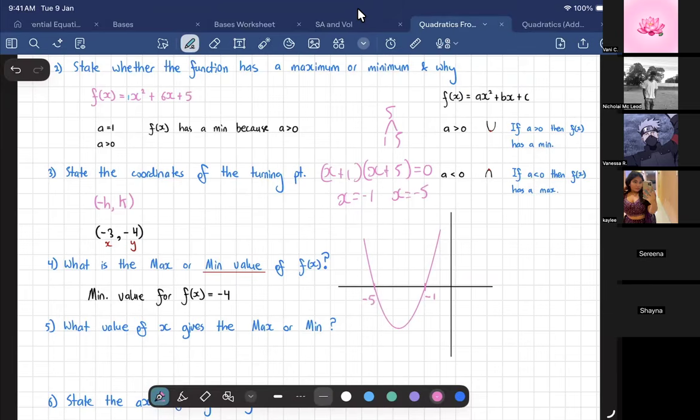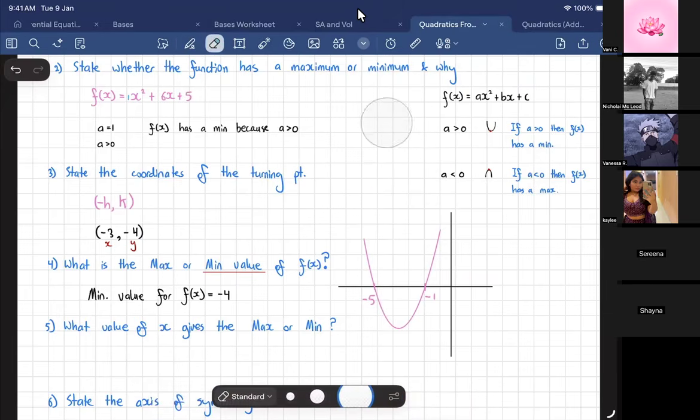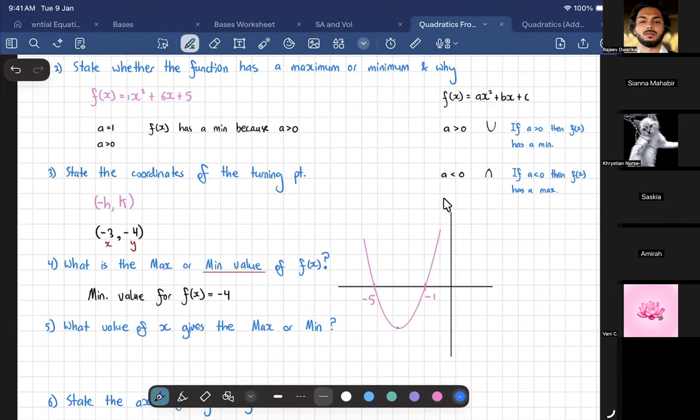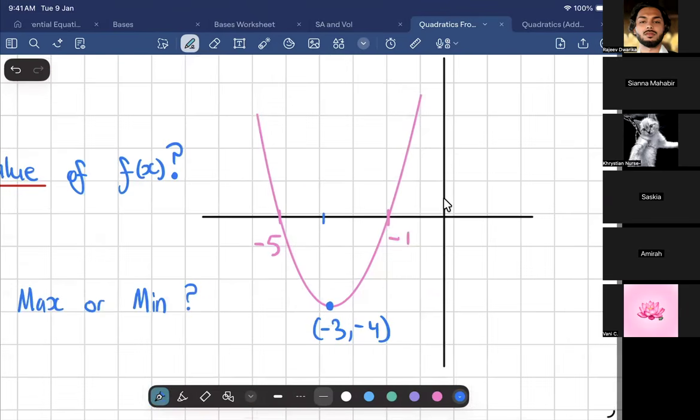Saskia, remind me, what was the minimum turning point again? -4? No, the turning point. If I say point, I mean the x comma y coordinate. Oh, -3, -4. Right. -3 comma -4. So what would go over here? -3. Right, -3 would go over here.